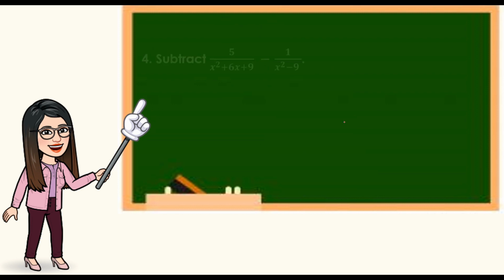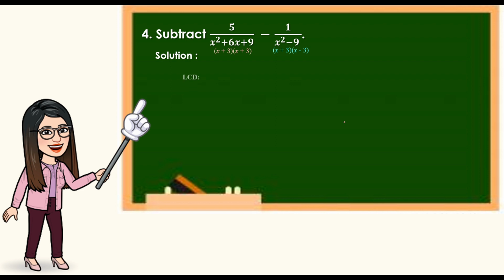Okay, let's proceed. Subtract 5 all over x squared plus 6x plus 9 minus 1 all over x squared minus 9. As you can see in our denominators, they are factorable. So let us factor them. For x squared plus 6x plus 9, the factors are the quantity of x plus 3 times the quantity of x plus 3. For x squared minus 9, we have the quantity of x plus 3 times the quantity of x minus 3.